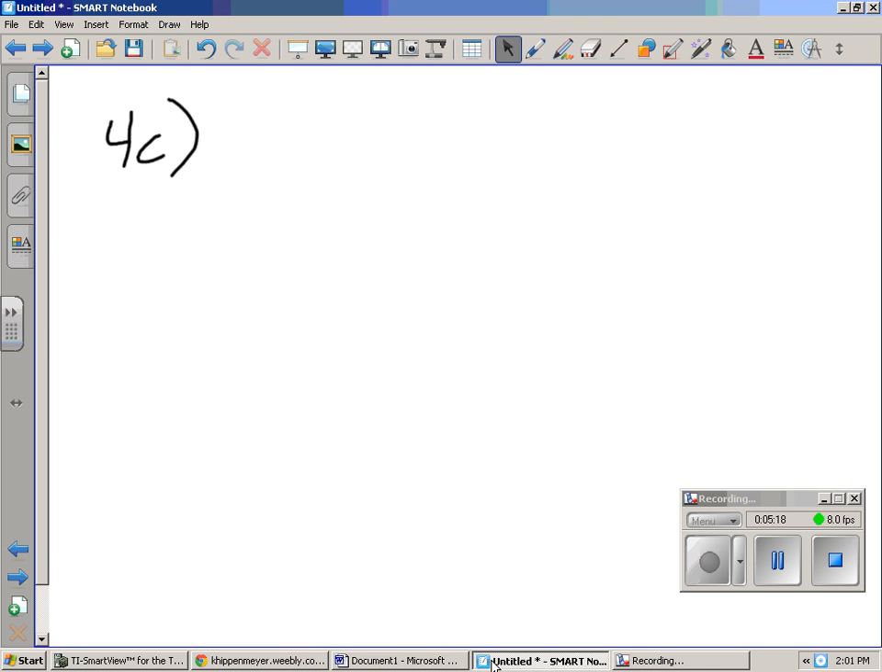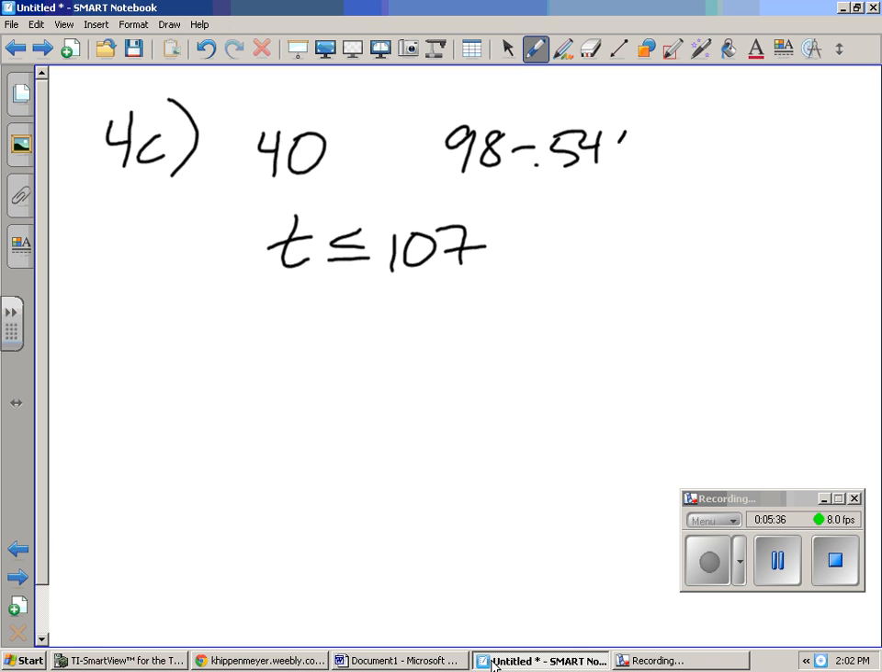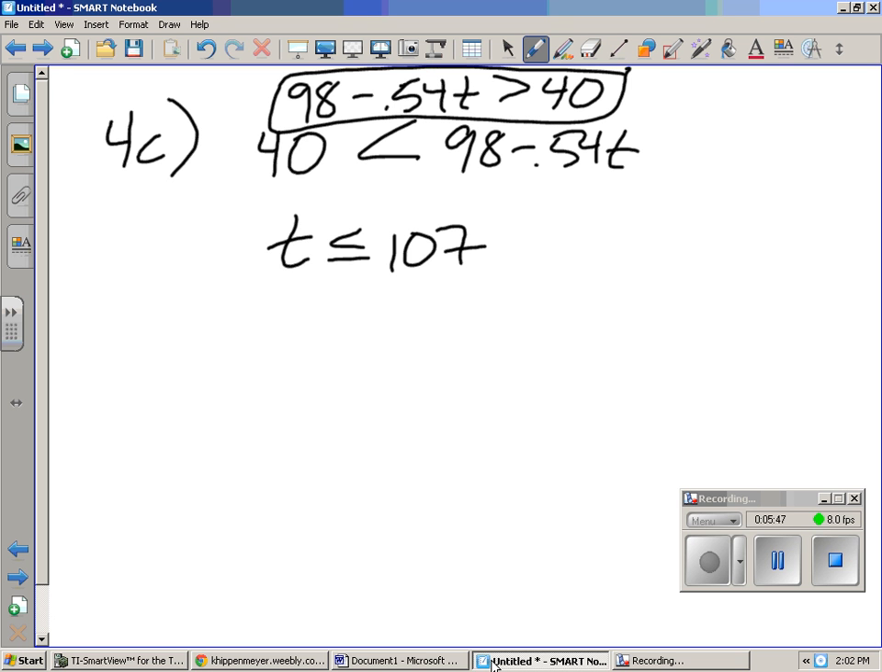Now we need to write our sentence. For our sentence, we should probably just copy down what our answer is. So T must be less than or equal to 107. Our original equation was 98 minus 0.54T had to be greater than 40. Some people might prefer to write it in this manner. It might make more sense to you to write it this way and say, in red, this represents the percentage of male doctors, and then it must be greater than 40.